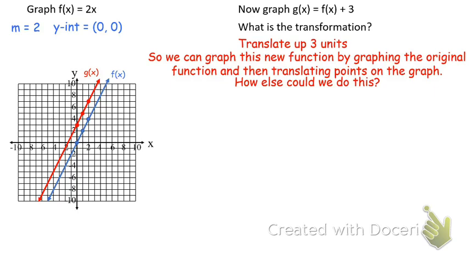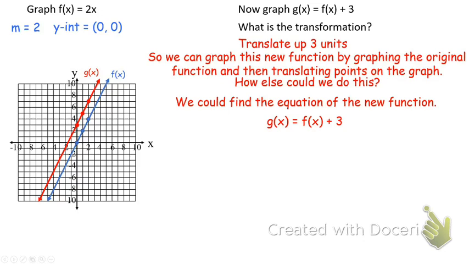Well, we could find what the equation of the new function is. We knew that g of x equals f of x plus 3. Why not substitute what we know about f of x and add 3 to it? f of x is 2x, so we could substitute 2x and add 3 to that. Those aren't like terms, so we're stuck. It's g of x equals 2x plus 3. That is the equation of a line, where the slope is 2 and the y-intercept is 0, 3.